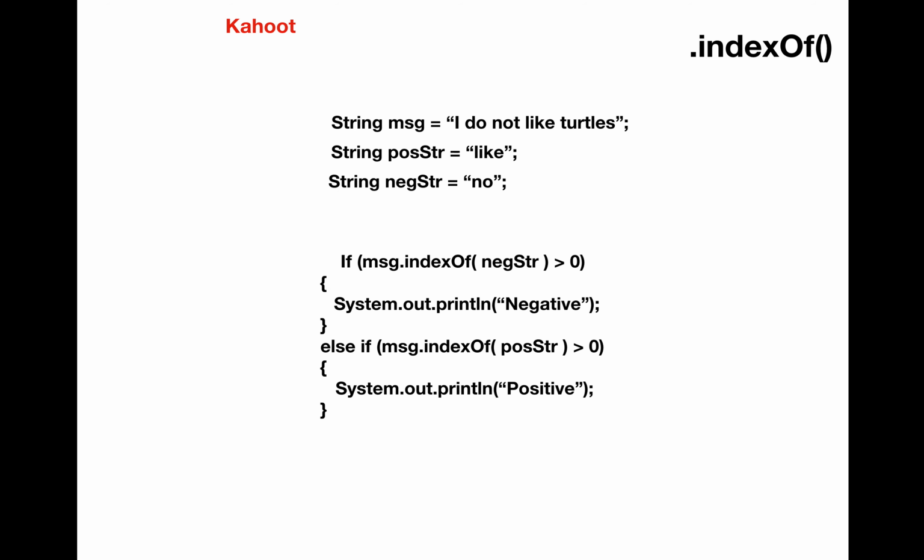So if we find the negative string "no", we're going to print negative. If we find the other string "like", then we're going to print positive. In this case, we do find the string "no", and that would be at index 1, 2, 3, 4, 5, 6. It starts right at 6. So indexOf will return 6, and it asks, is 6 greater than 0? It is. So then we would print out negative for this piece of code.